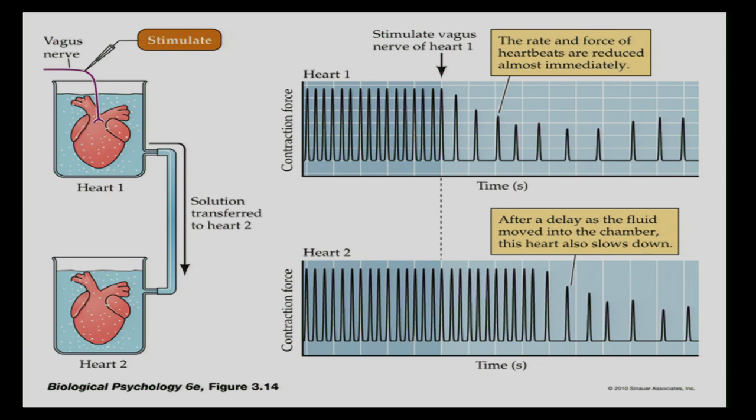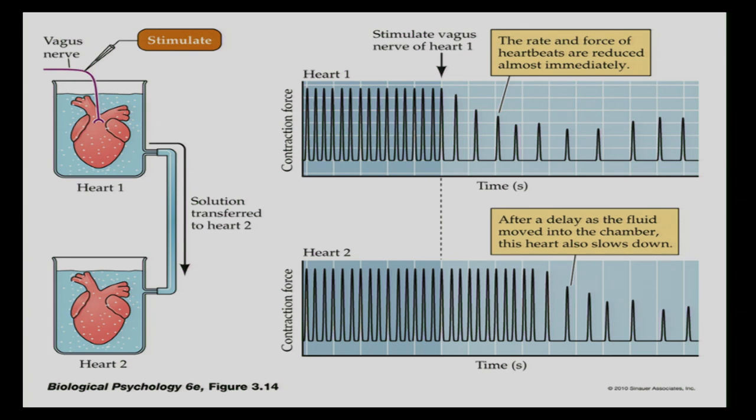So here was Otto's experimental design. He dissolved the heart in fluid, and he stimulated the vagus nerve. And he stimulated until he got this clear decrease in response. He took this fluid, and he siphoned it off, and he put it in another heart that was alive and beating. And what they found is they didn't even have to stimulate the vagus nerve.